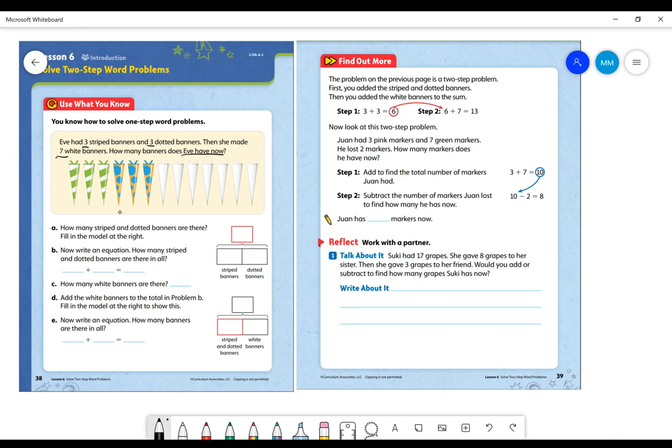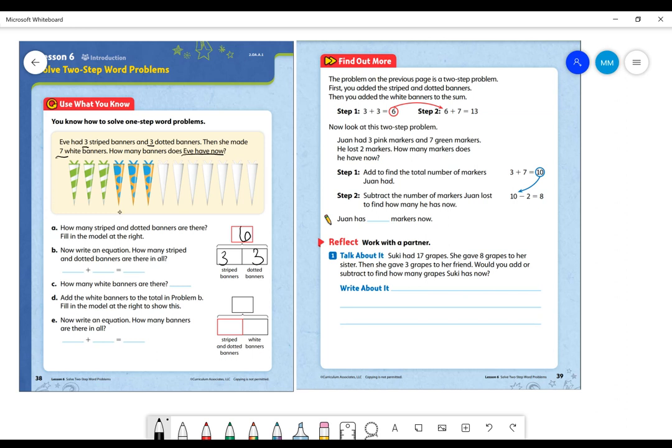It says, how many striped and dotted banners are there? Fill in the model at the right. So now we have a number bond, and it wants us to figure out what I had together with my striped and dotted banners before Eve made the 7 white banners. So she had 3 striped, right? And 3 dotted. How many colored banners did she have? 3 plus 3 is a doubles fact, and that makes 6.